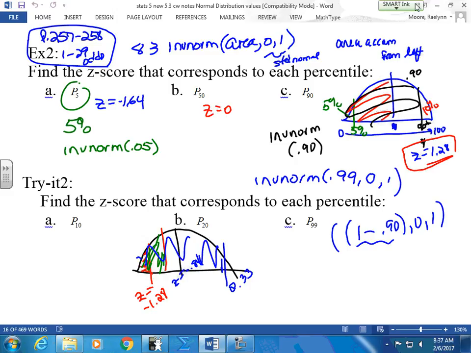Calculator and inverse norms, if anything else, nothing else, that's the one you should use it for. The table is a nightmare to look up those numbers, especially when you don't find it exactly.